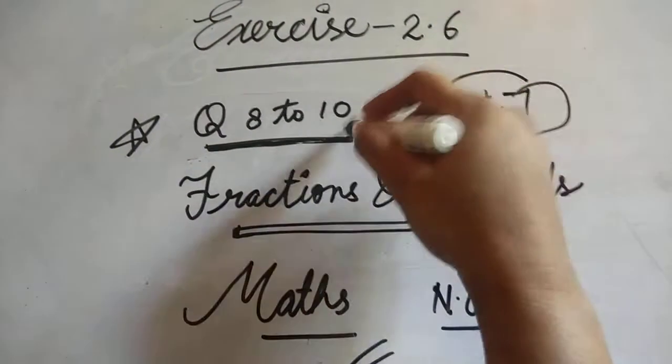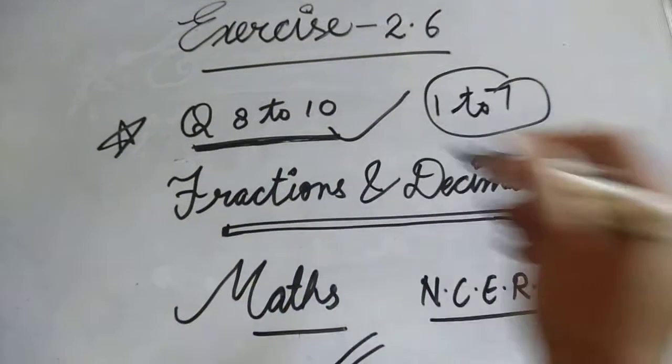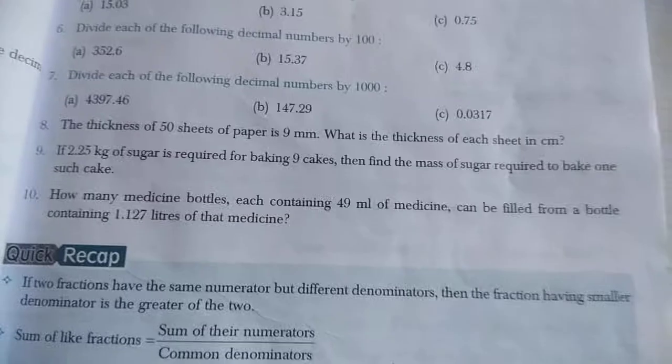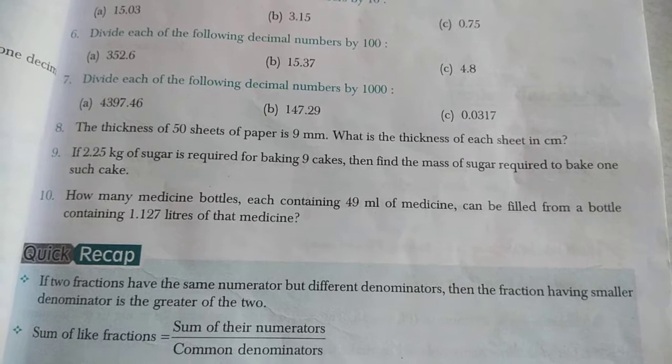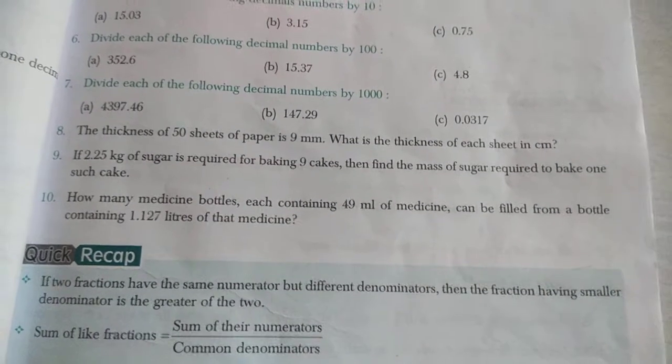In this class we will discuss question number 8 to 9. So students, let's start. Question number 8 is: thickness of 50 sheets of paper is 9 mm, and we have to find out one sheet thickness.